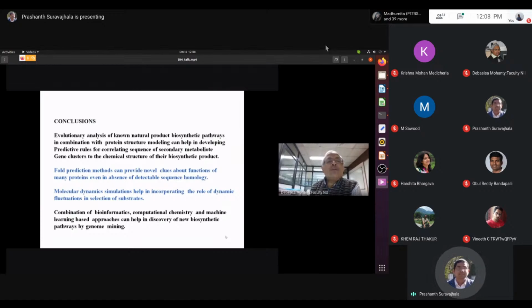So this is where I will stop, and the overall conclusion from my talk is that an evolutionary analysis of known natural product biosynthetic pathways, in combination with protein structure modeling, can help in developing predictive rules for correlating the sequence of secondary metabolite gene clusters to their chemical structure. There are a few things I did not cover in more detail. Combining bioinformatics, computational chemistry, and machine learning approaches can help in the discovery of new biosynthetic pathways by genome mining.